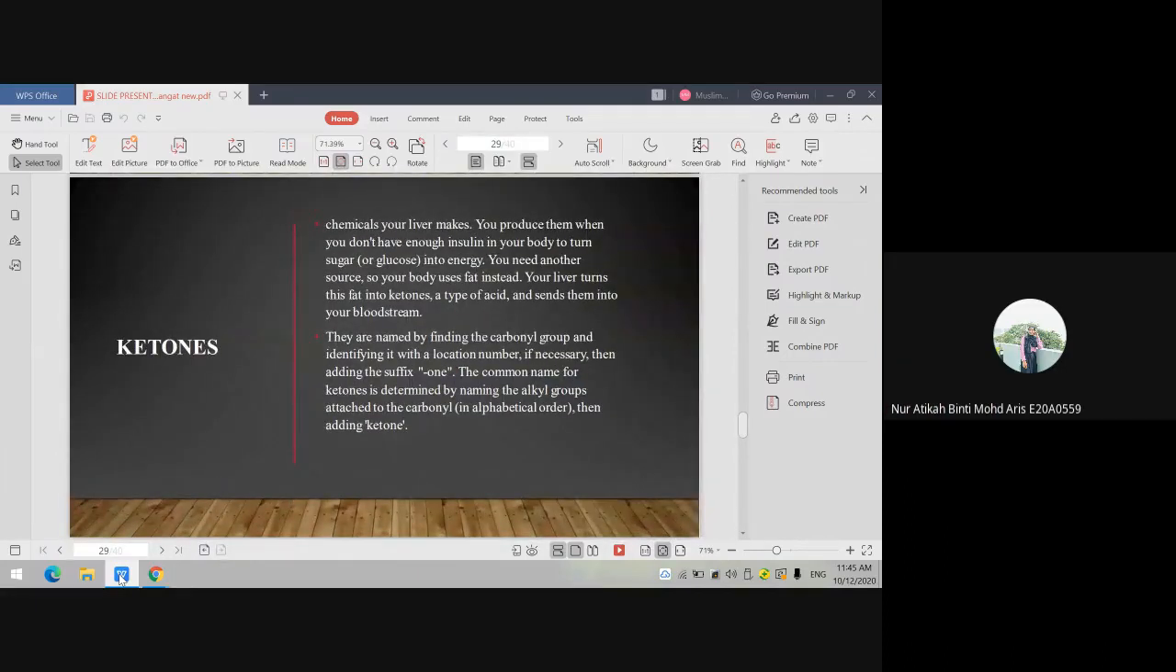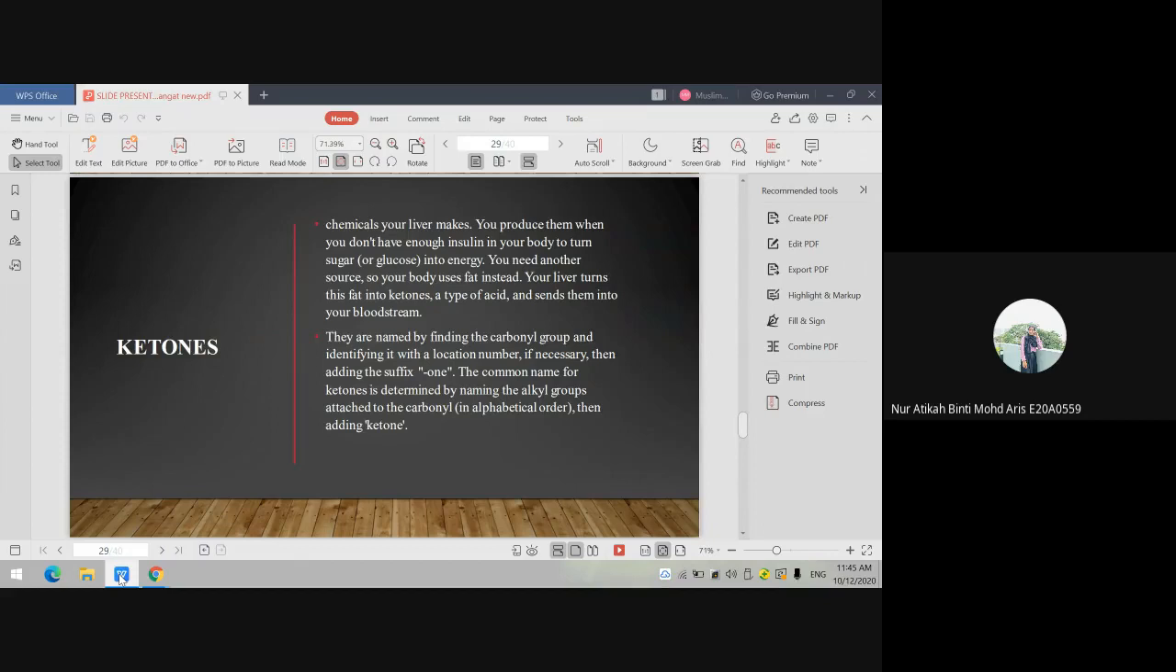Ketones are formed by chemicals your liver makes. You produce them when you don't have enough insulin in your body to turn sugar or glucose into energy. You need another source, so your body uses fat instead. Your liver turns this fat into ketones, a type of acid, and sends them into your bloodstream.